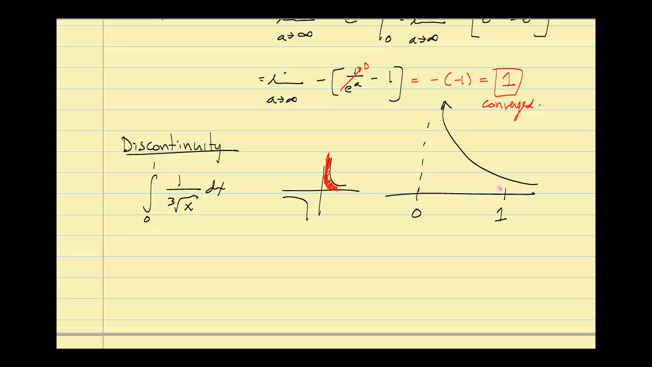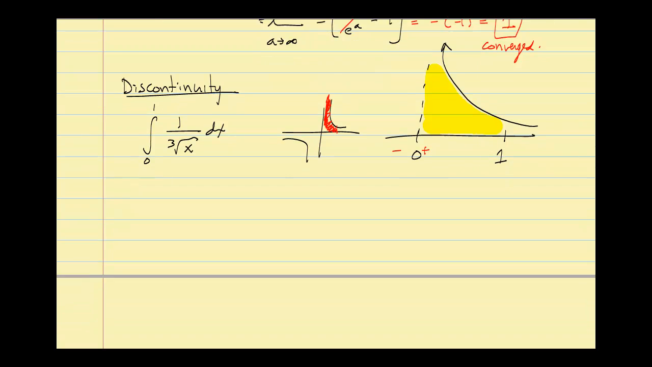Between 0 and 1, I need to take a limit, and it has to have something to do with 0, but I can't approach 0 from the left. That wouldn't make sense because I'm interested in this area right here. So I need to look at this in terms of a limit approaching 0 from the right direction. Left-hand side would be from the left, right-hand side would be from the right, so I would be approaching 0 from the right. So let's go ahead and rewrite this one.